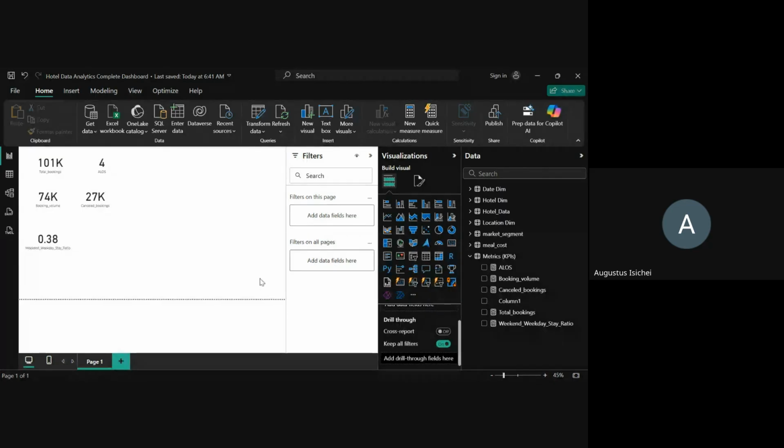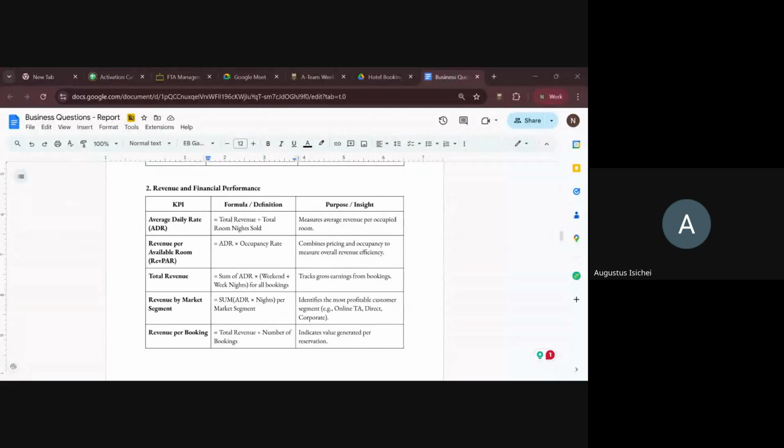We will start off with the second section of the metrics that we are calculating. Let's get to the metrics. So the second section of the metrics we want to calculate are as follows. We want to calculate the metrics for revenue and financial performance. So the first metric is the average daily rate.